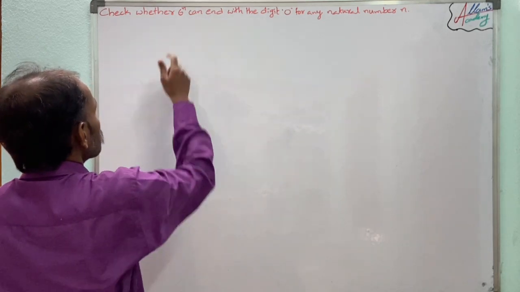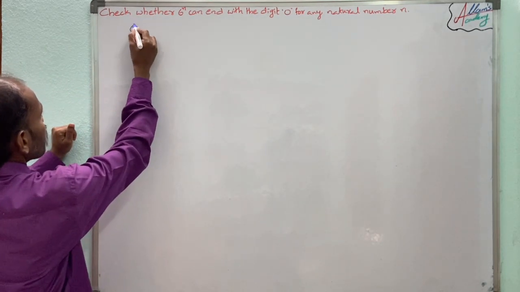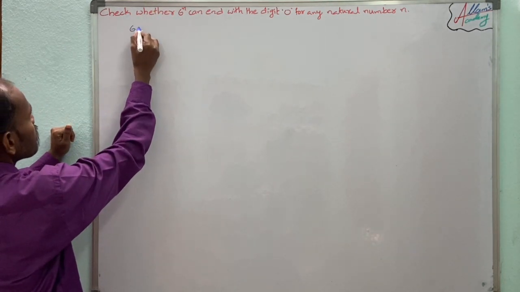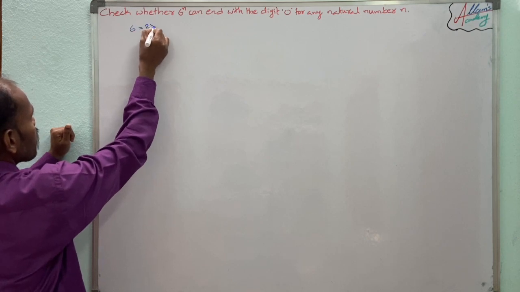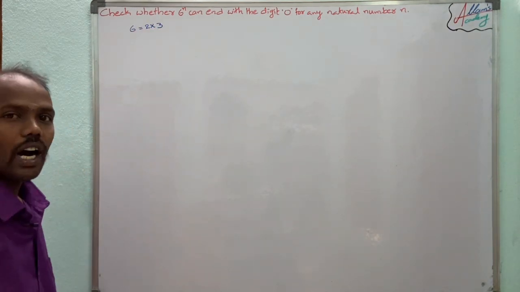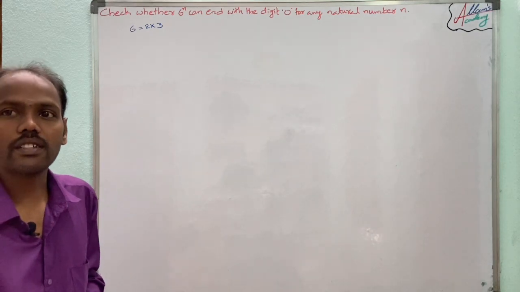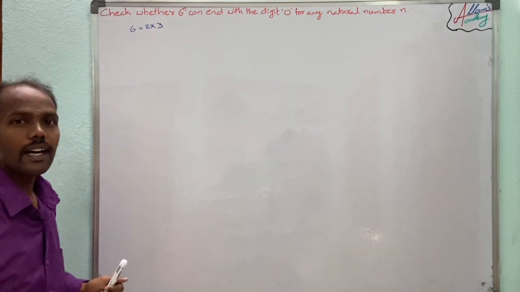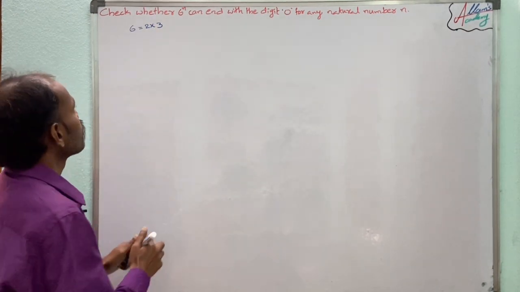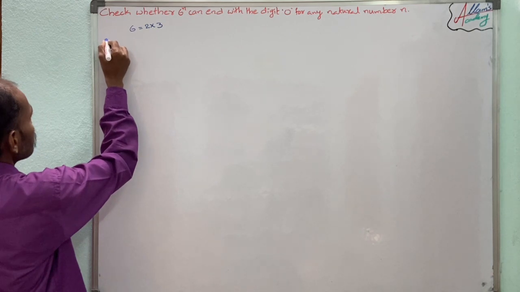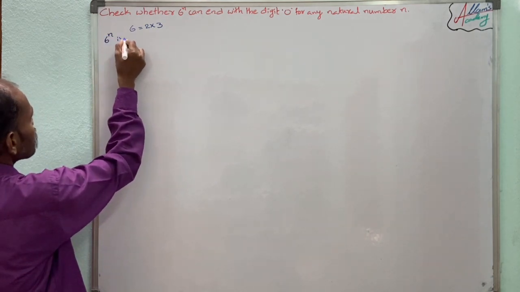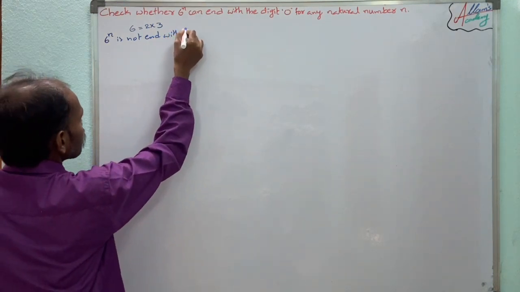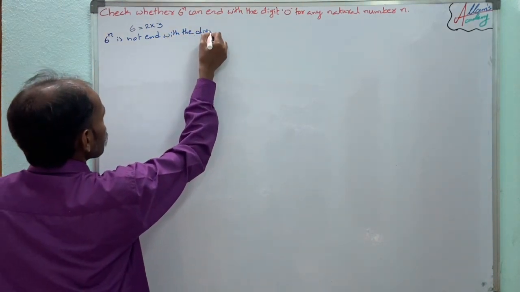Now here we observe 6 power n, so the number given is 6. 6 can be expressed as the prime product 2 into 3. Our rule is that it should be expressed as a product including 2 and 5. In this number the 5 is not present. So we can say 6 power n does not end with the digit 0.